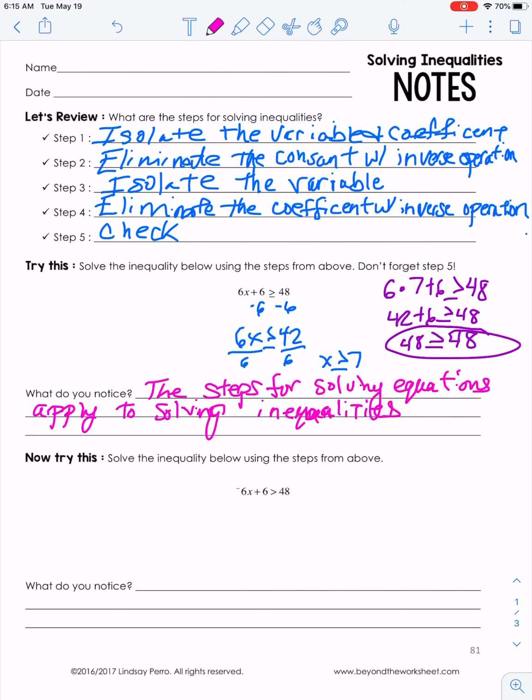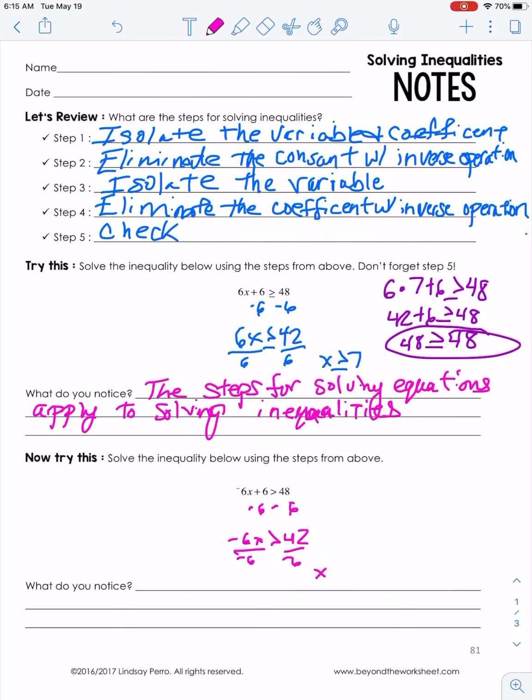So let's try this one now. So we have plus 6, not plus 6. We have to do the inverse. So we have negative 6x plus 6 is greater than 48. So we subtract 6 from each side. So we have negative 6x is greater than 42. Divide by negative 6, divide by negative 6.